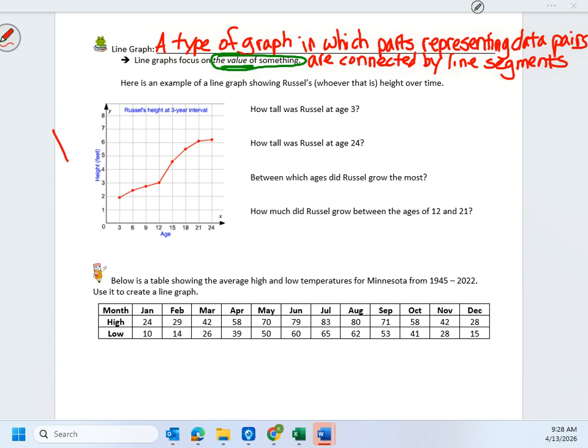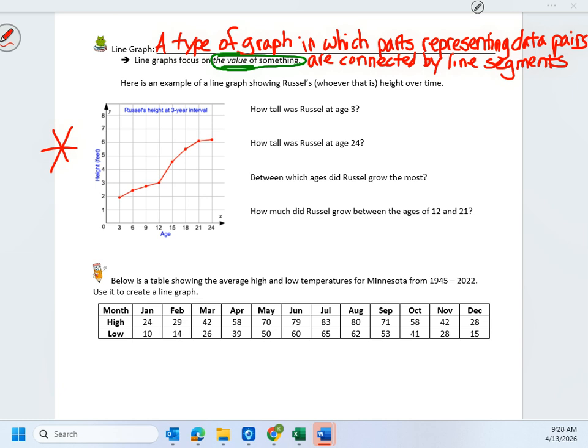How many of us have seen line graphs before? Raise your hand. Okay, so we've seen them before. They're a little bit easier for us to interpret, like that bar graph, easy to interpret because we've used them before. Like I said, future graphs that we're going to work on are going to be new. Today's lesson, a little bit easier for us because we've seen these before. So here's an example of a line graph showing Russell's height over time. So this is somebody that Mr.